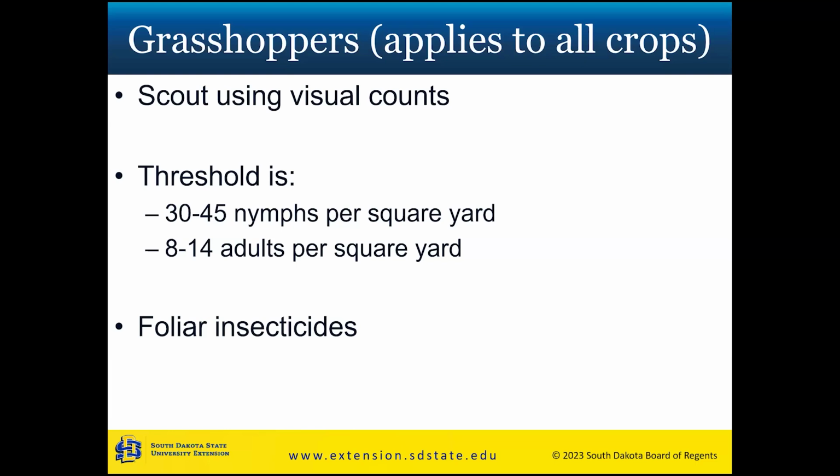And when they're moving around a lot, it might be a little hard to tell if it's adults or nymphs, but you can kind of base that off of size. Unless you know that you have red-legged grasshoppers, then you're going to want to look a little bit closer. But if you hit those thresholds, then it's time to do a foliar application of insecticides.